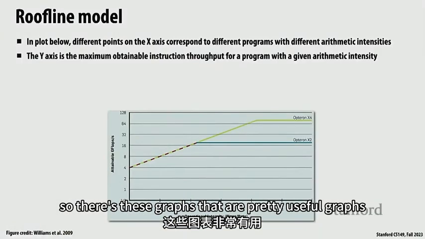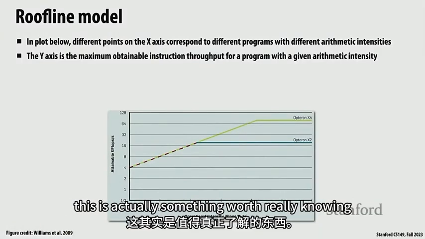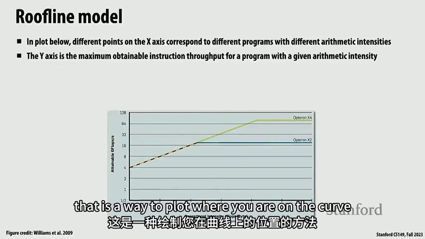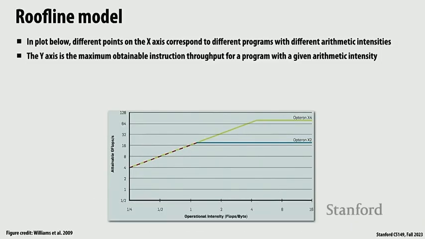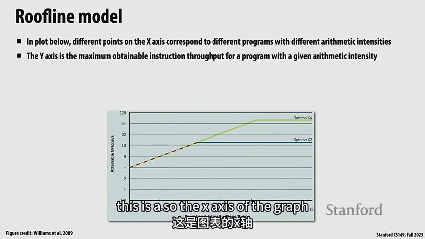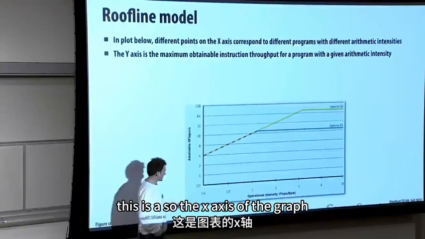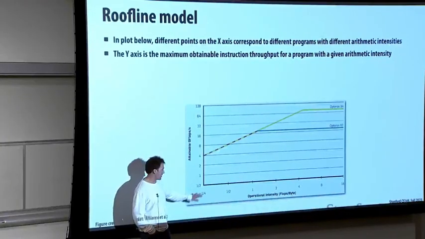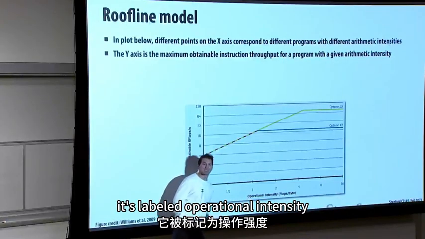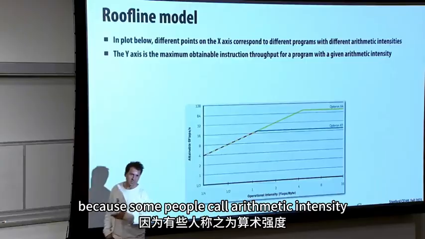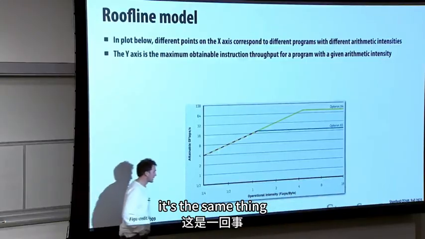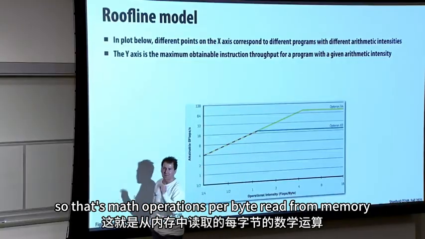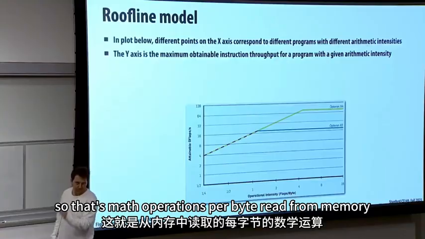So there are these graphs that are pretty useful. This is actually something worth really knowing. It is a way to plot where you are on the curve. So let me explain this graph to you. The x-axis of the graph is different arithmetic intensities. It's labeled operational intensity because some people call arithmetic intensity operational intensity. It's the same thing. And notice the units are flops per byte. So that's math operations per byte read from memory.